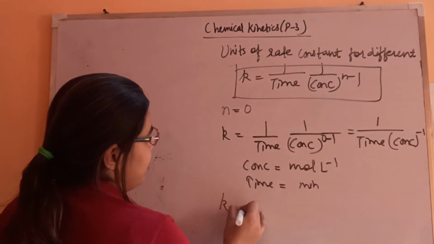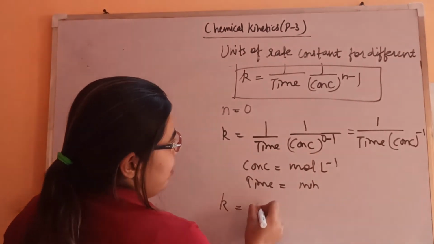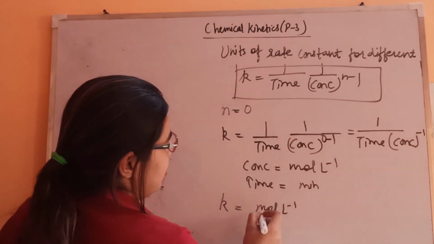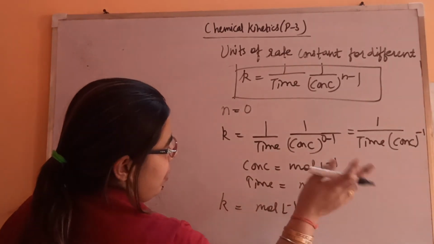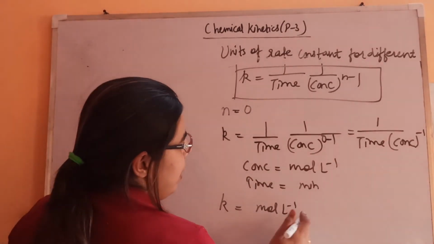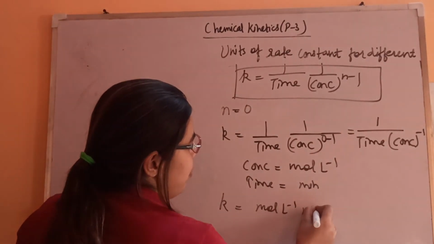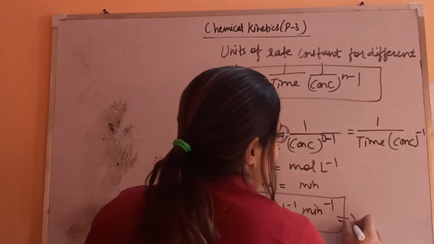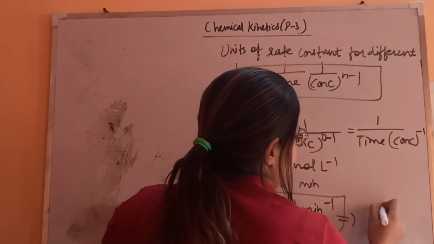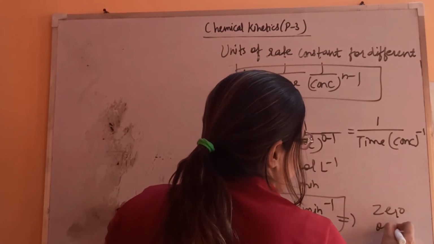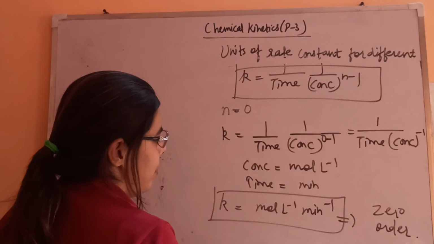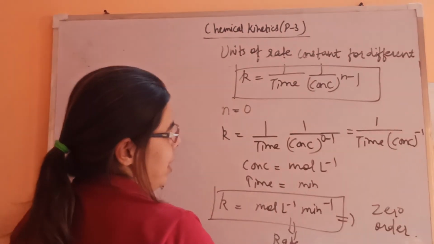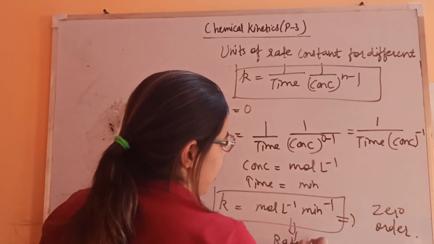So what are the units for the zero order reaction now? That is moles per liter, when it comes in the numerator, it will come moles per liter, then time is per minute only, moles per liter per minute. So these are the units for the zero order reaction. And same are the units for the rate of reaction, as we have seen, moles per liter per second. So this is for the zero order reaction as well, rate of reaction.